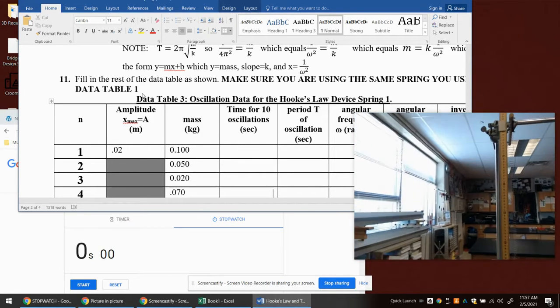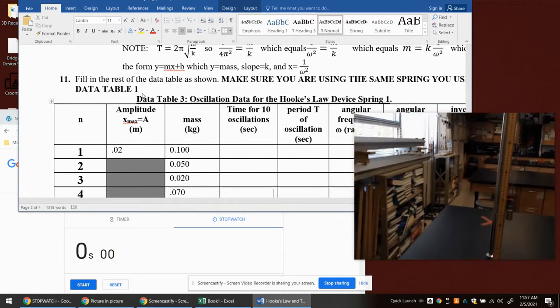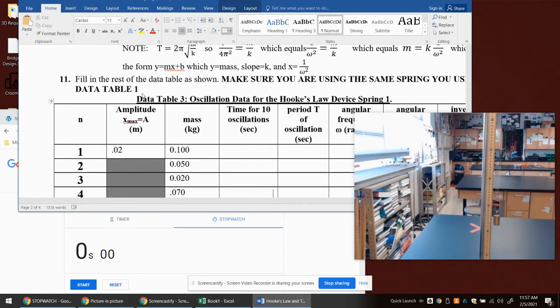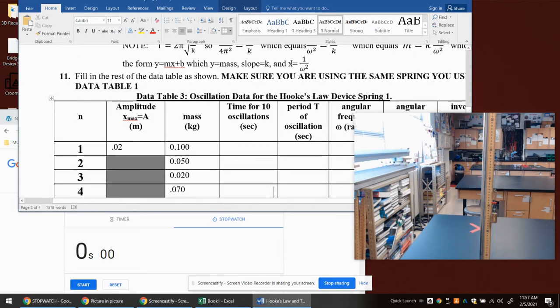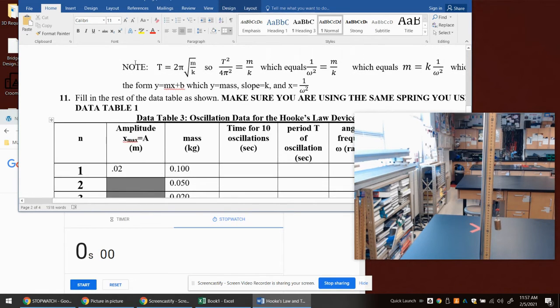So here I have the spring mass system. You can see that I have a mass hanging on here, and I'm going to pull this down and let it oscillate. As I mentioned to you, if you look at the screen, you will see the equation T equals 2 pi the square root of m over k. That is our basic spring equation. And you can see how we can manipulate this so that mass would be on the y-axis and the spring constant would be our slope.